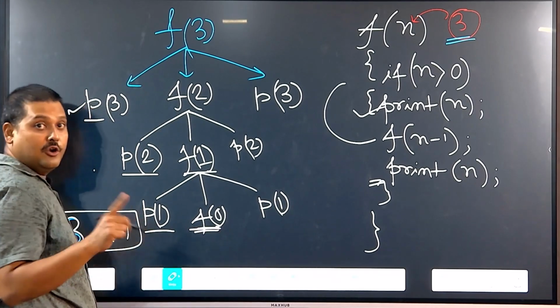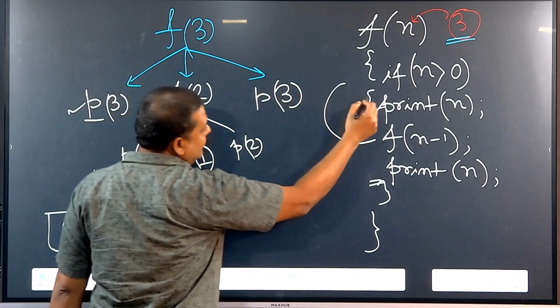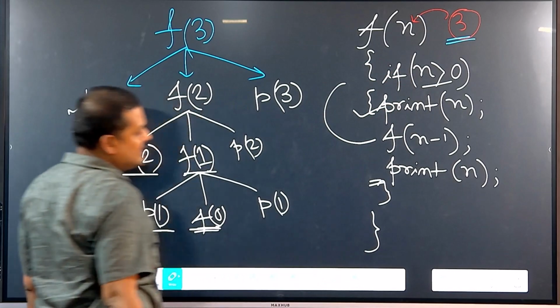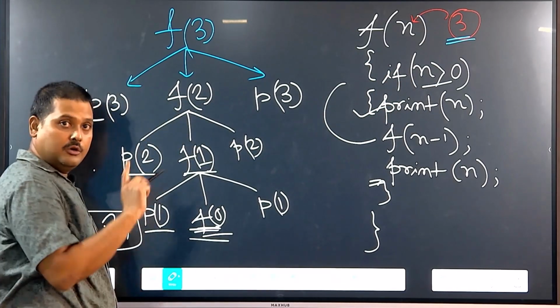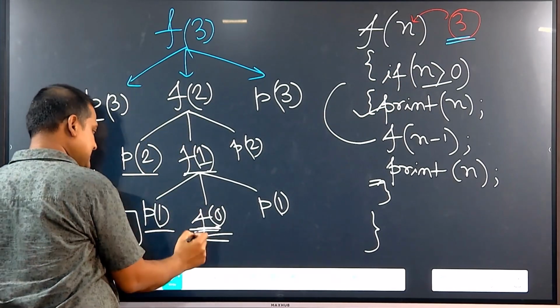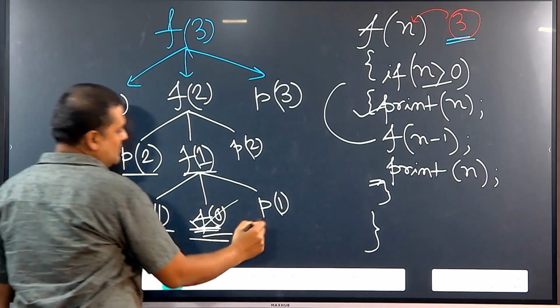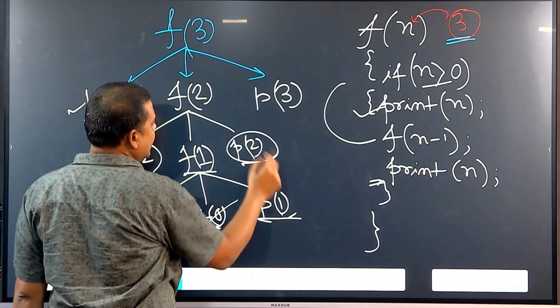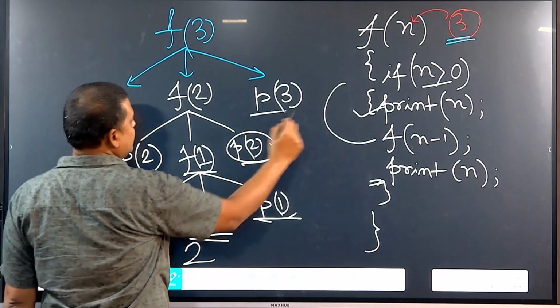When this 1 is printed, 3 2 1 has been printed. This call with 0 will not do anything, because when the function is called with 0, n must be greater than 0, so it will return back. This is done, this is done. Then printing of 1 again, then 2 will be printed, then 3 will be printed.